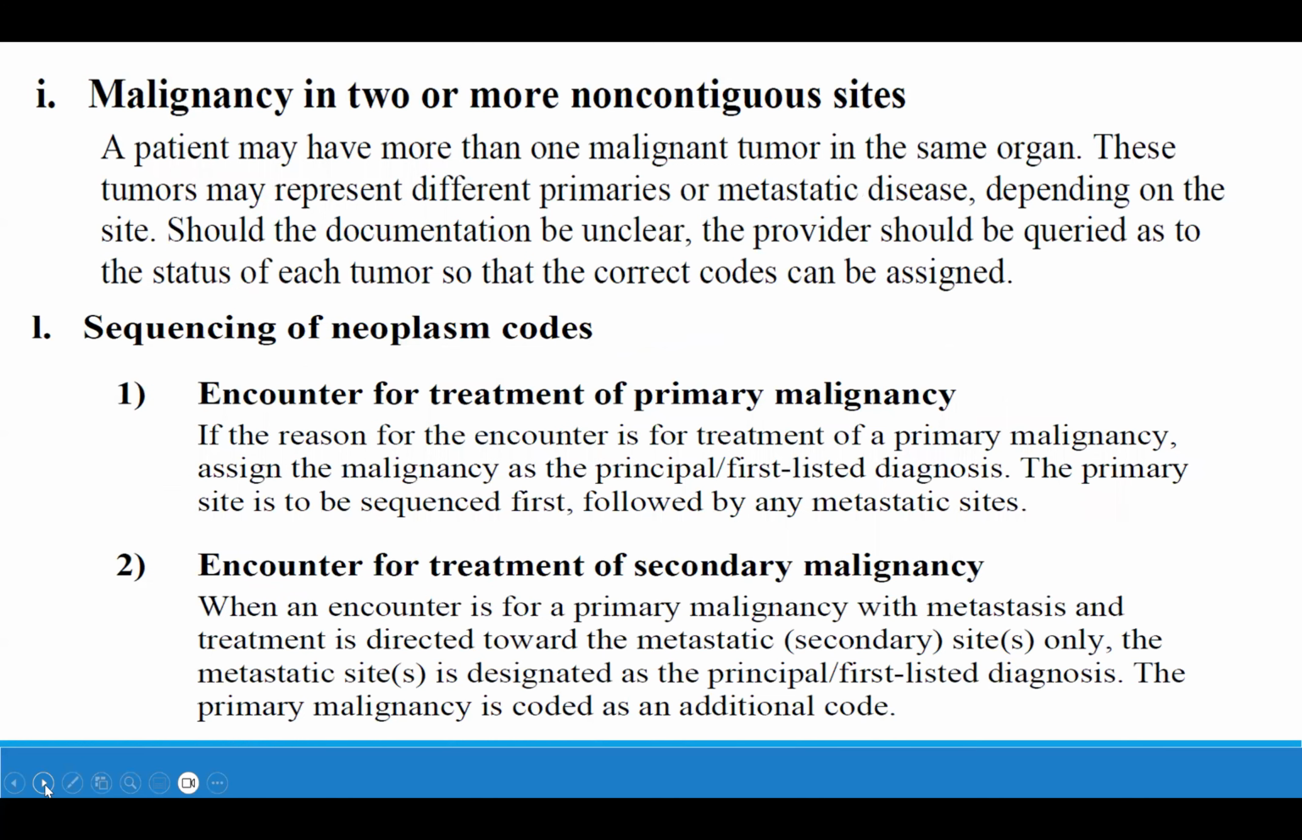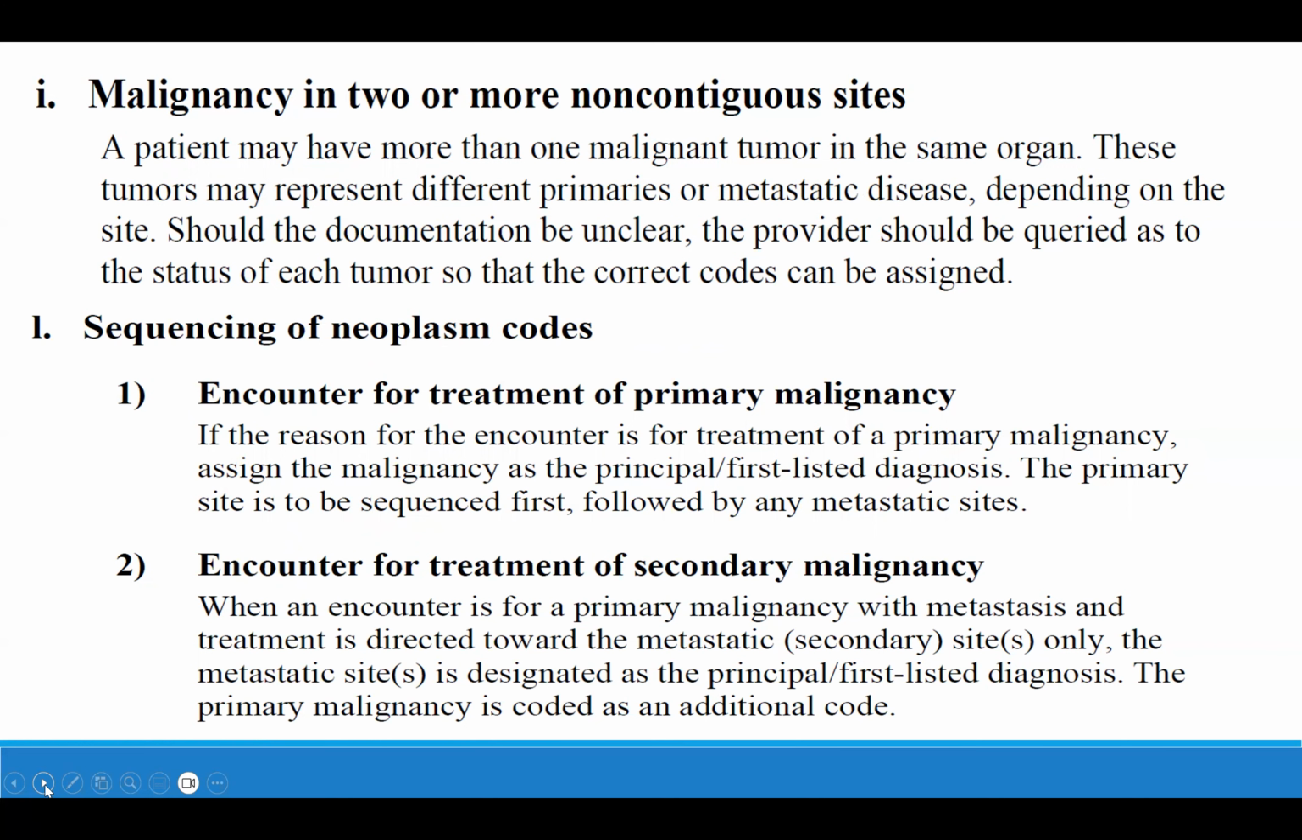So, here is some guidance. Malignancy in two or more non-contiguous sites: a patient may have more than one malignant tumor in the same organ. These tumors may represent different primaries or metastatic disease, depending on the site.